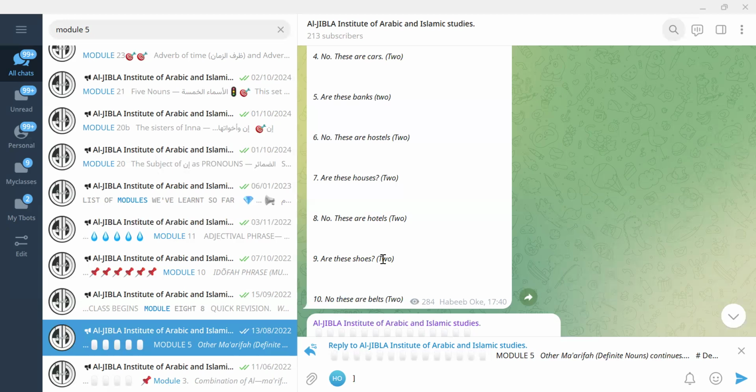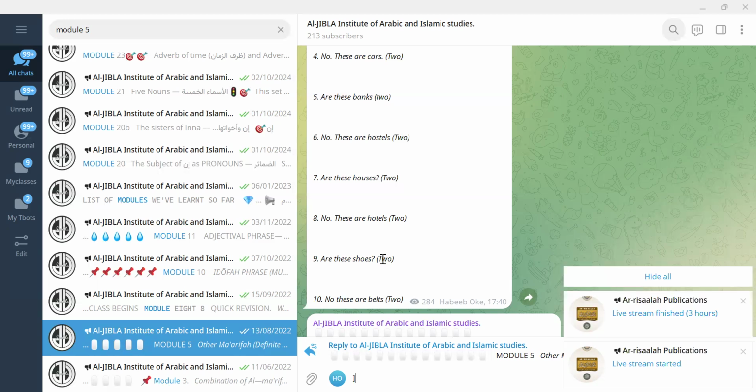Yeah, are these shoes? هاتان حذاءان. Okay, so we say hatani hidha'an. So why do we choose to say hatani instead of hadani? Because it's a feminine noun. So what gives us the impression that it's feminine?